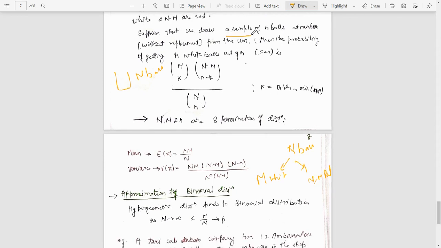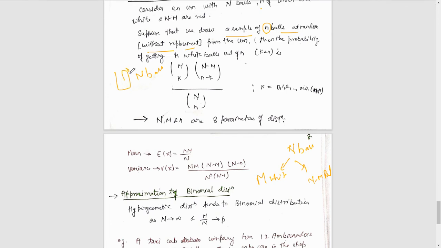Suppose that we draw a sample of a small number of n balls at random without replacement. Without replacement means you take a first ball, then you are not putting that ball back again. You are just drawing another ball. So that will actually reduce the number of balls in the bag or box. So we are drawing a sample of a small number of n balls at random from the urn.